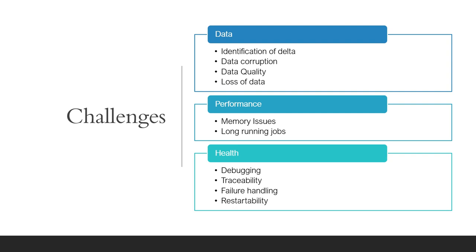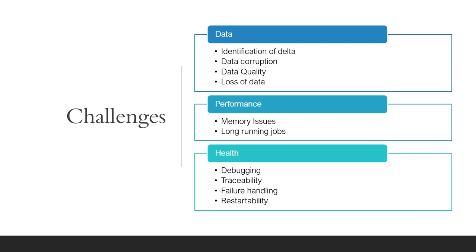For example, I have categorized it into 3 buckets: data, performance, and health. Now, in the data area, the biggest problem when we design a pipeline is identification of delta. That means whenever we are loading data, we will not do a full load every time. And I have spoken about this incremental data load in detail in a video. But essentially, there is a challenge to identify what changed in the data from yesterday to today. That can be a challenging job if there is no identifier in the source data to find out what really changed between today and yesterday. So that is one of the challenges.